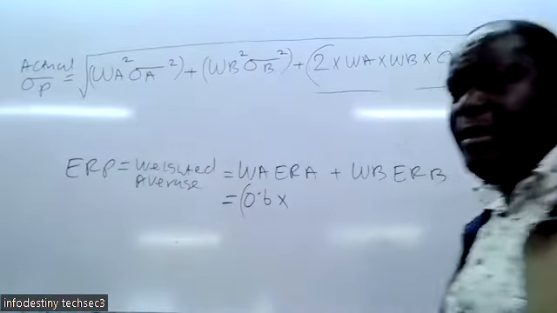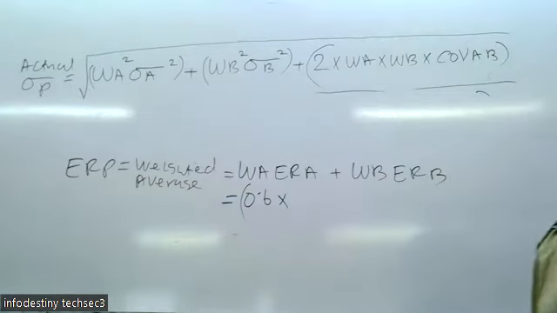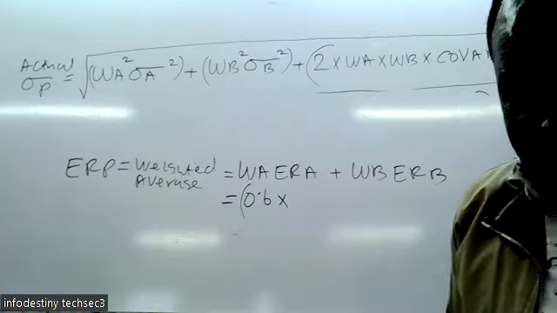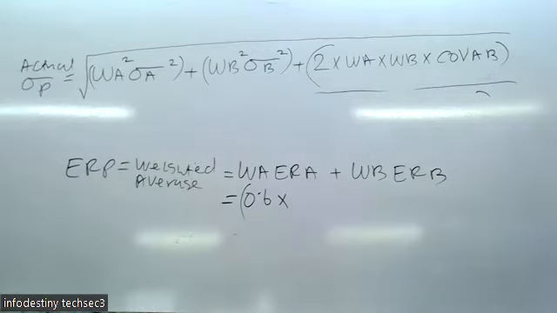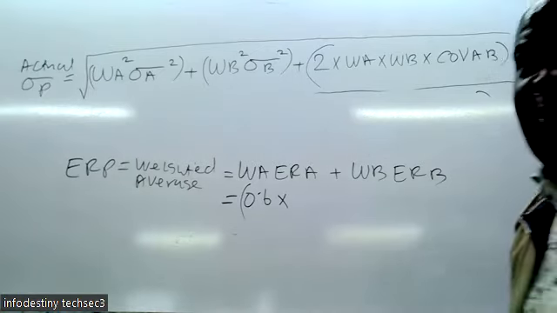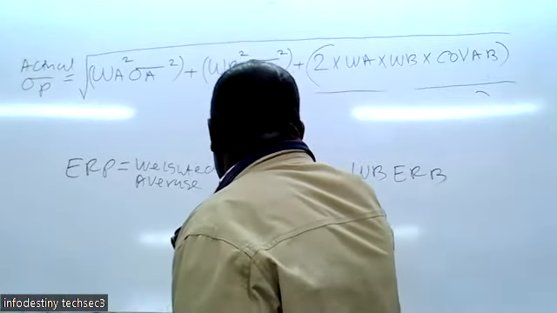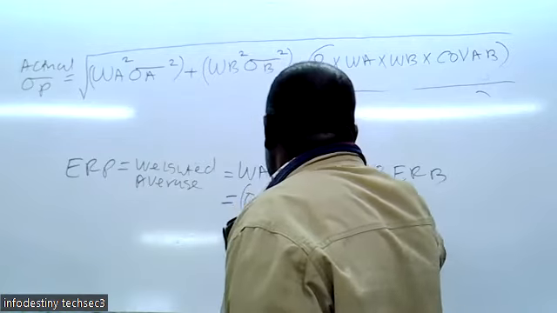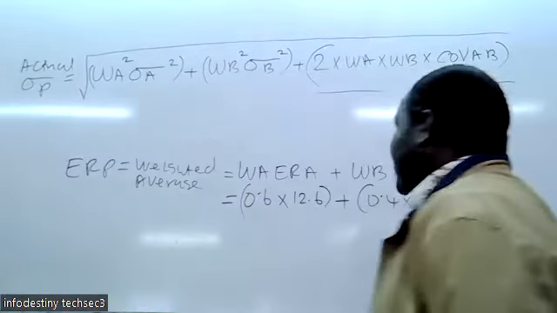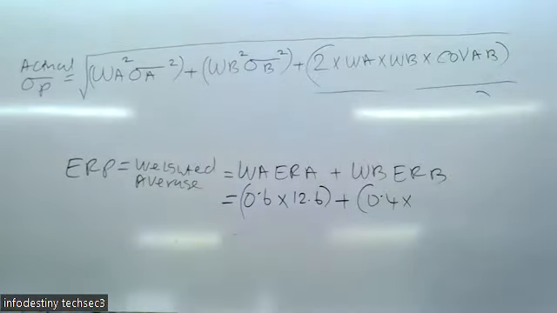So go to the Roman letter 1. You can see we got expected return for A. If you check Roman letter 1, we calculated the expected return for each security. So A was which percent? 12.6. So you multiply by 12.6. And for B, it is 0.4, and for B we got 6.1.